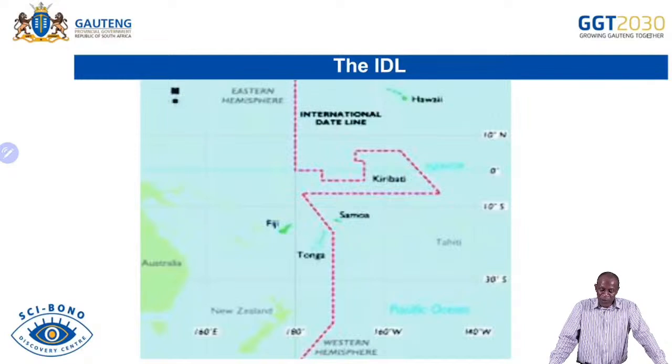So we can safely say, as the IDL runs across the two countries, Samoa is 24 hours ahead of Tonga, because it has seen the next day, and Tonga is just about to end the previous day.